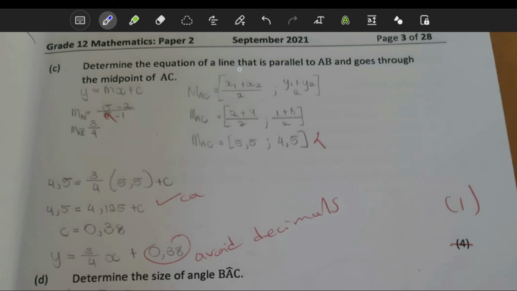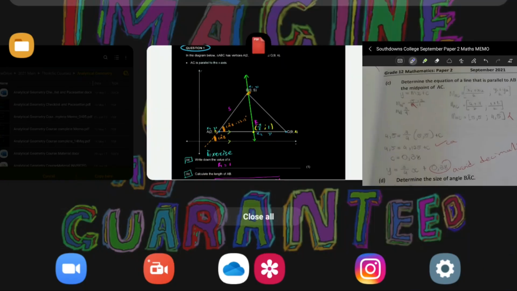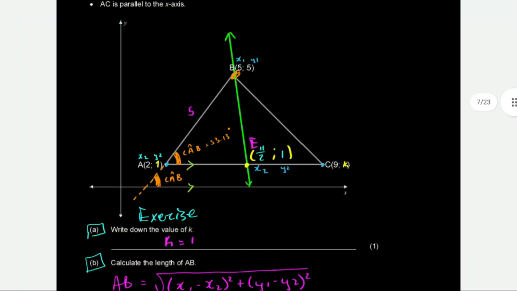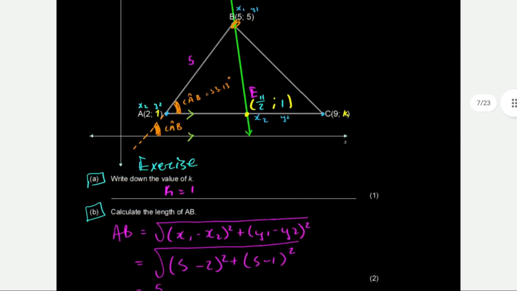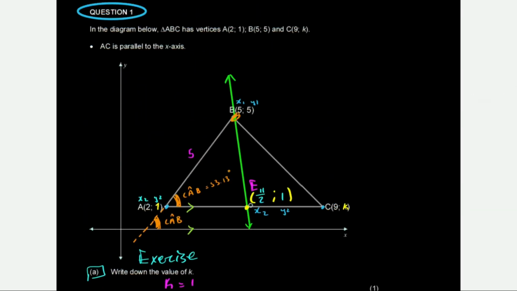We need to determine the equation of a line that is parallel to AC and goes through the midpoint of AC. So a line that goes through the midpoint of AC and point B. So the midpoint of AC is this point here, and then obviously point B is up there. They want us to get the equation of this line.